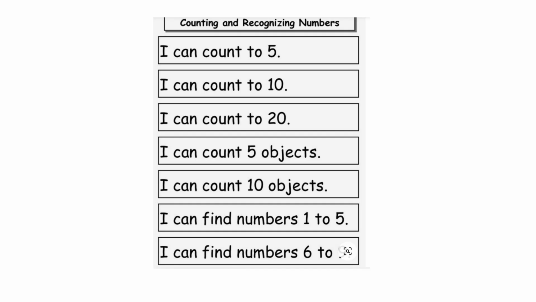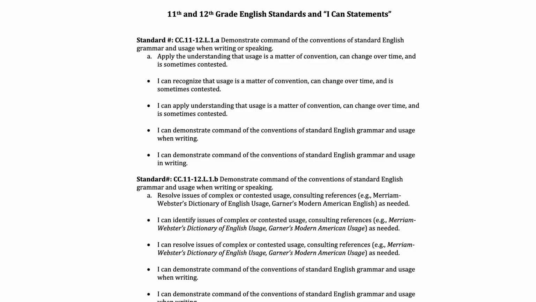Here's some other I can statements. I can count to 5, I can count to 10, to 20, I can count 5 objects, I can count 10 objects, I can find numbers 1 through 5, I can find numbers 6 through 9. I've included some high school standards and I can statements.